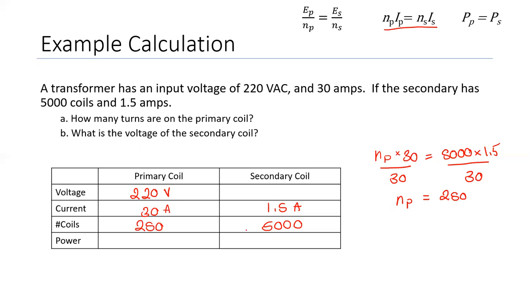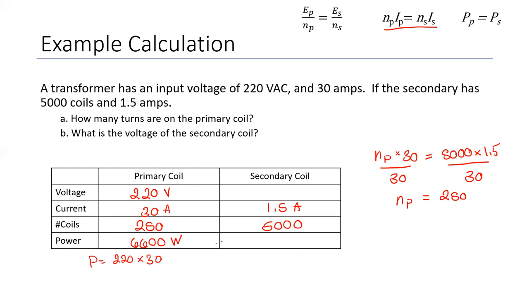Okay. So now that you have this, you can easily calculate what the voltage is, or we can calculate voltage without having the number of turns. There's two ways to do it. So we could first calculate, well, how much power is there? And using power, we can calculate secondary voltage. So I'm going to do that just as a reminder. So 220 times 30 gives us power on the primary of 6,600 watts. So to do that, I did 220 times 30.